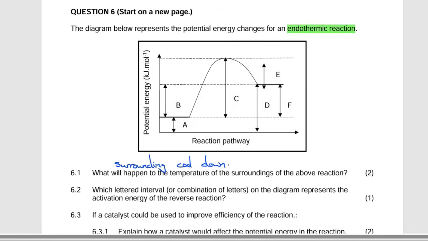Then proceeding to the next part, it says which lettered interval or combination of letters on the diagram represents activation energy for the reverse reaction. So we're looking at the reverse reaction, which is going to be this one there. So it means we're going to have N and E as our letters. So it's going to be E. So our E represents the reverse reaction.